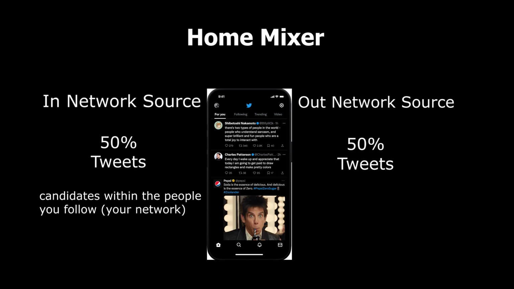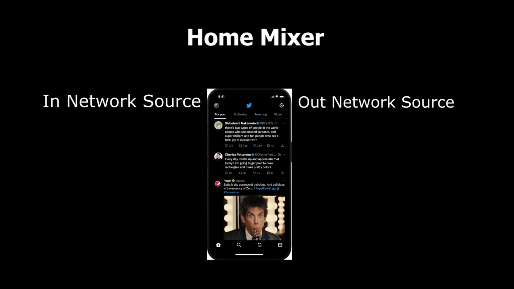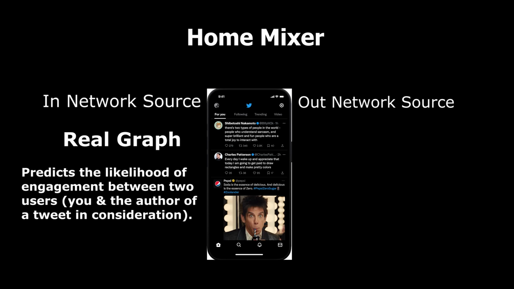In-network source would try to fetch out the most useful tweets amidst all of these followers of yours, and this is achieved by using a component called Real Graph. Real Graph is basically a model that predicts the likelihood of engagement between two users. So the higher the Real Graph score between you and the author of a particular tweet, the more their tweet is able to make it to your timeline. That's the way it works.